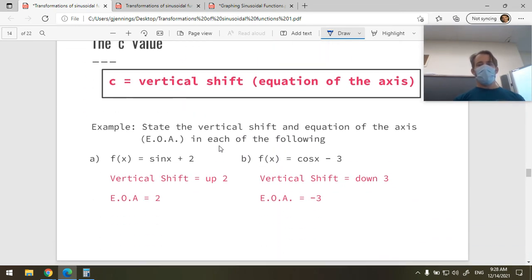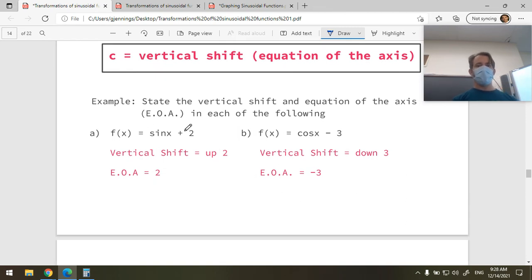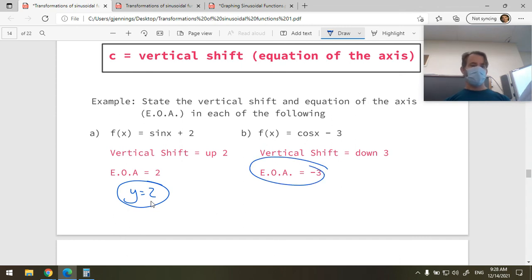And so if we look at something like sine x plus 2, that's a vertical shift up 2, and the equation of the axis is y equals 2 here. For f of x equals sine x plus 2, y equals 2 is our equation of the axis. Here, cos x minus 3, the equation of the axis is y equals minus 3. The example that I gave you: what is the horizontal axis of 15 multiplied by cosine of 12 times x plus 10, all plus 5?